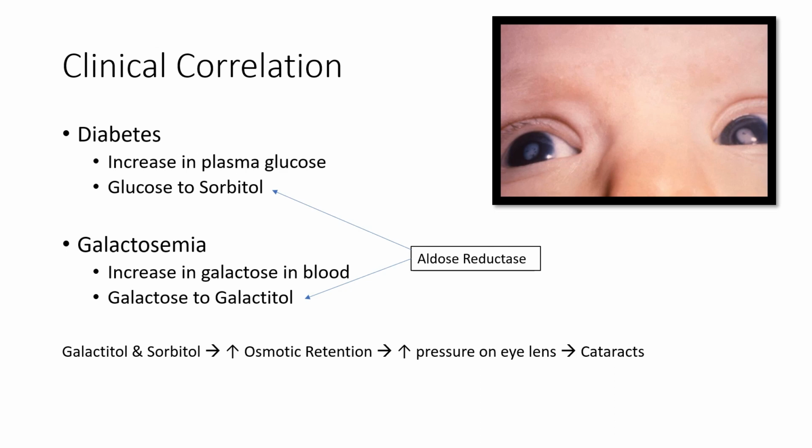Both galactitol and sorbitol are going to affect our eyes by increasing the osmotic retention, meaning we're keeping a lot of fluid in our eyes. That extra fluid in our eyes is going to put pressure, and eventually that pressure is going to cause degradation of our eyes. And that degradation, again, of those proteins and fibers in our eyes is the cause of cataracts.